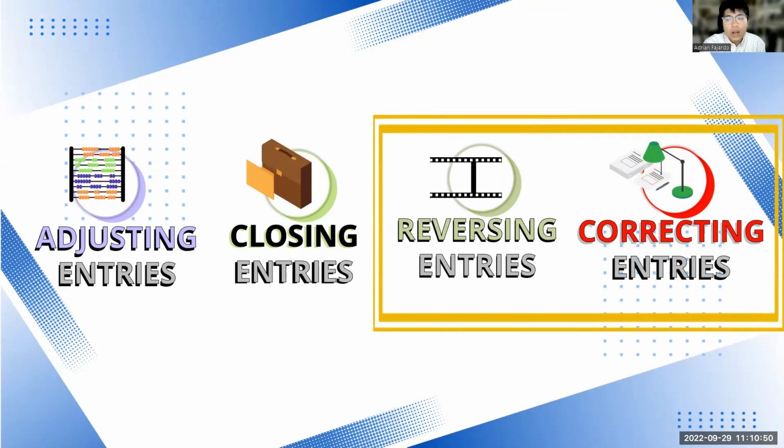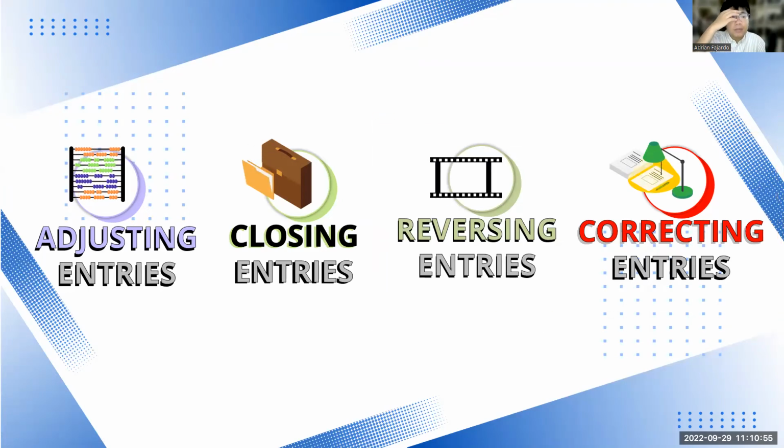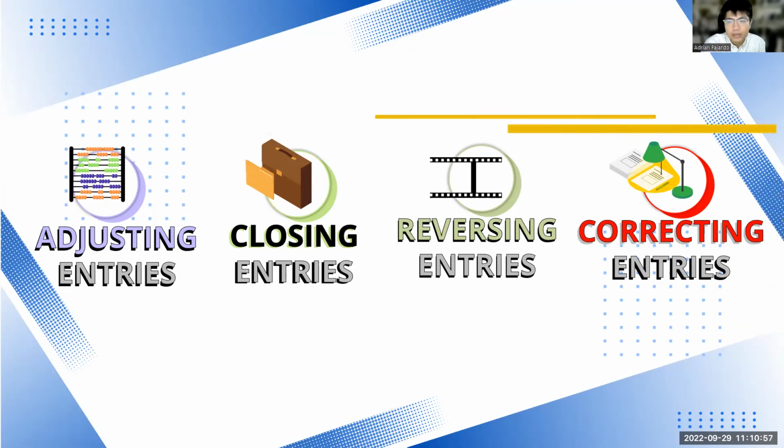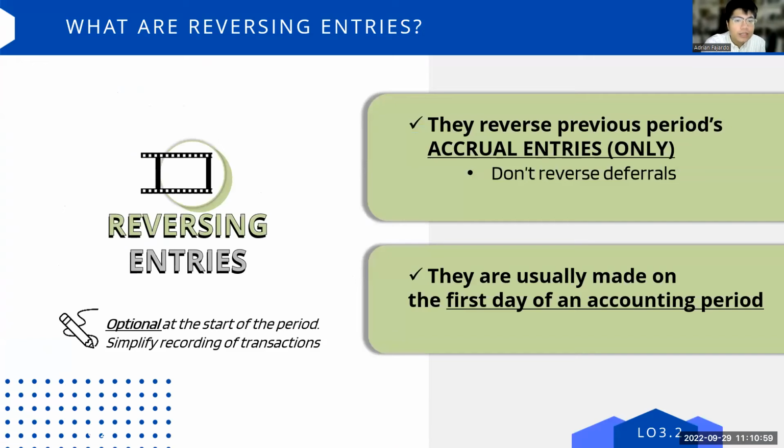The next 2 are just other accounts that are equally important to master, but then again, they're not required, right? So let's first go to reversing entries. So reversing entries are optional, right? They're optional at the start of the period, right? So they're created at the first day of an accounting period in order to simplify recording of transactions.